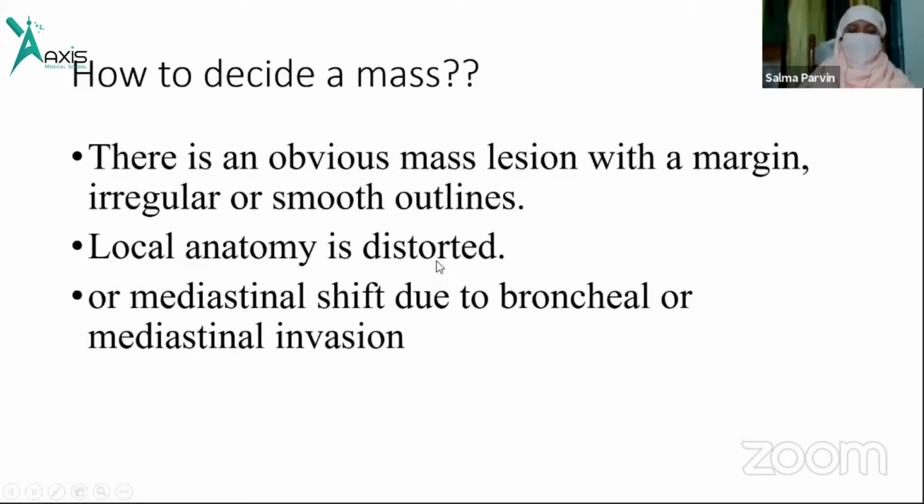Yes, there is a lesion seen here with local anatomical distortion, whether there is cut-off of the bronchus or cut-off of the segmental bronchus, local atelectasis or consolidation. And this anatomical distortion should alarm you to the presence of a mitotic lesion. And finally, the mediastinal shift due to bronchial or mediastinal invasion.